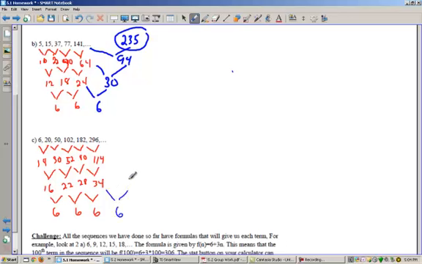Then what number goes here? Well, this is going to be then 40, because 40 minus 34 is 6. And then what number goes here? Well, this is going to be 154, because 154 minus 114 is 40.